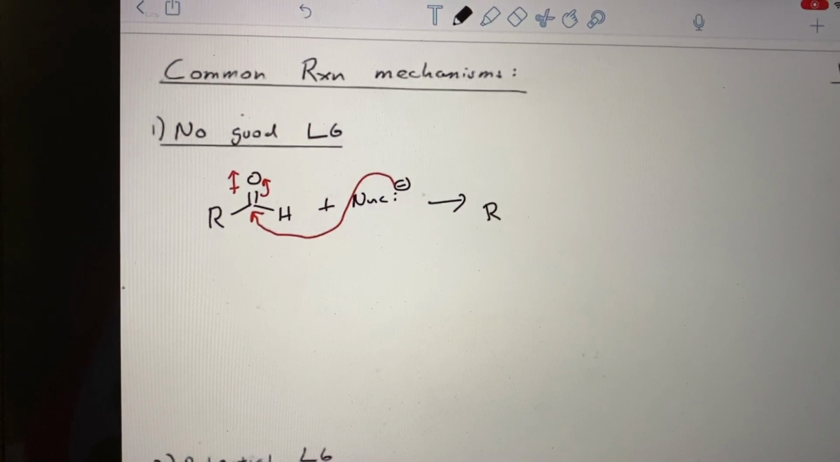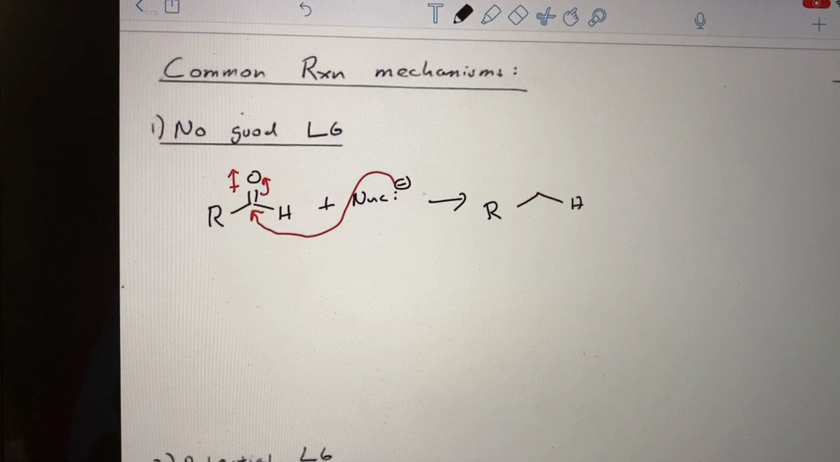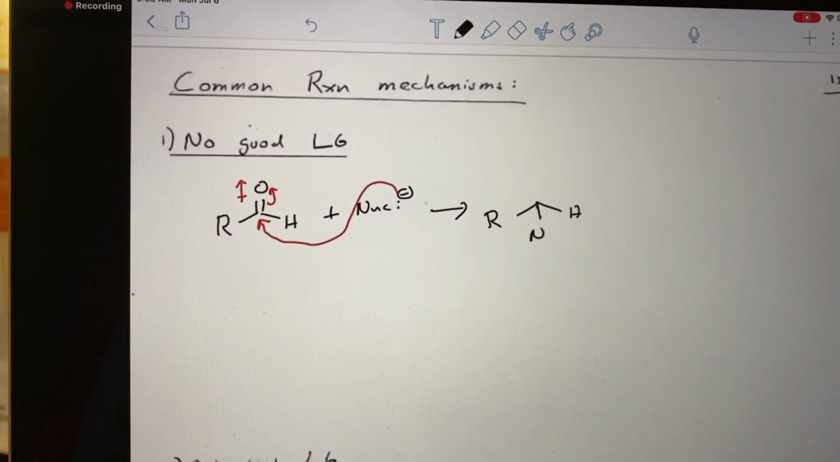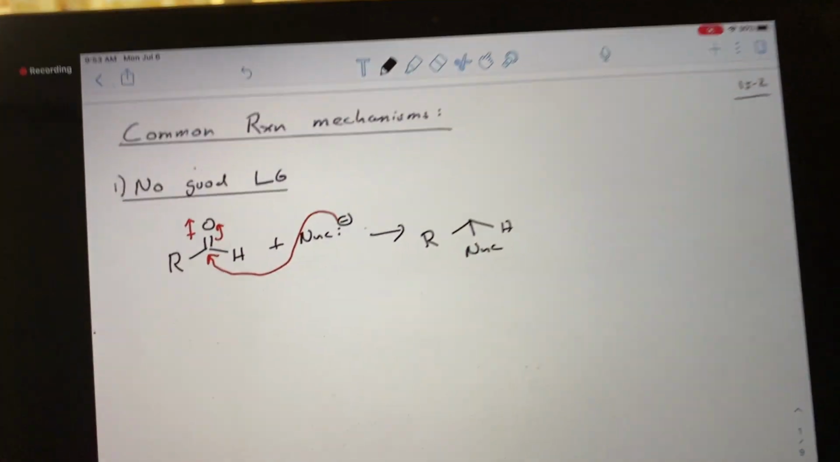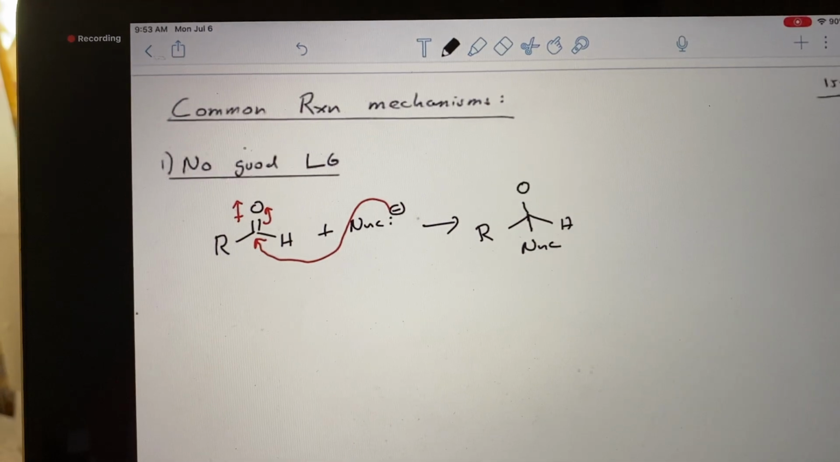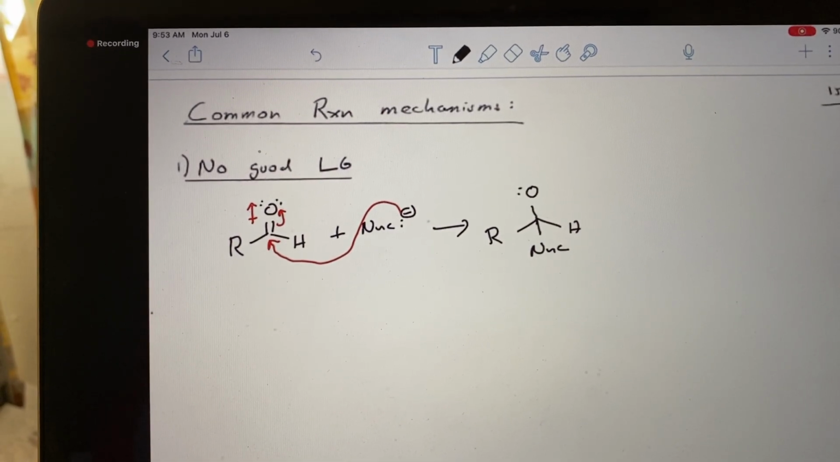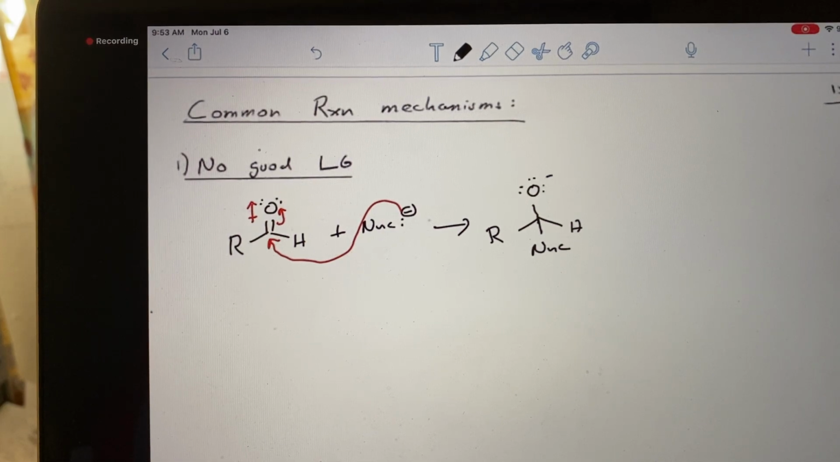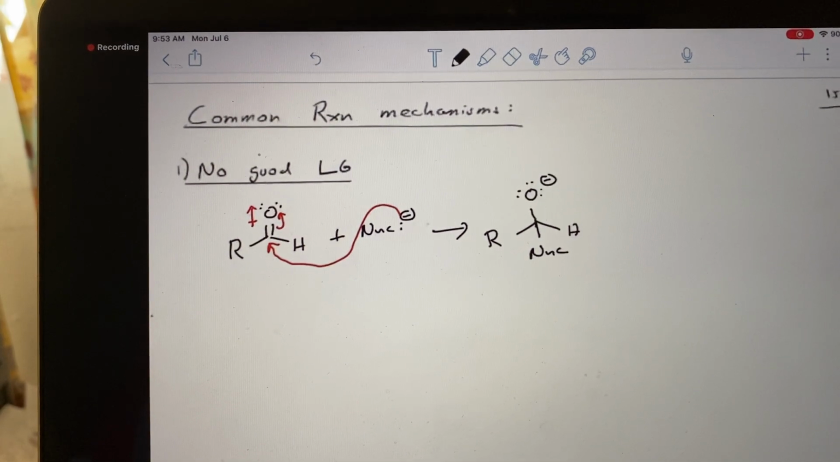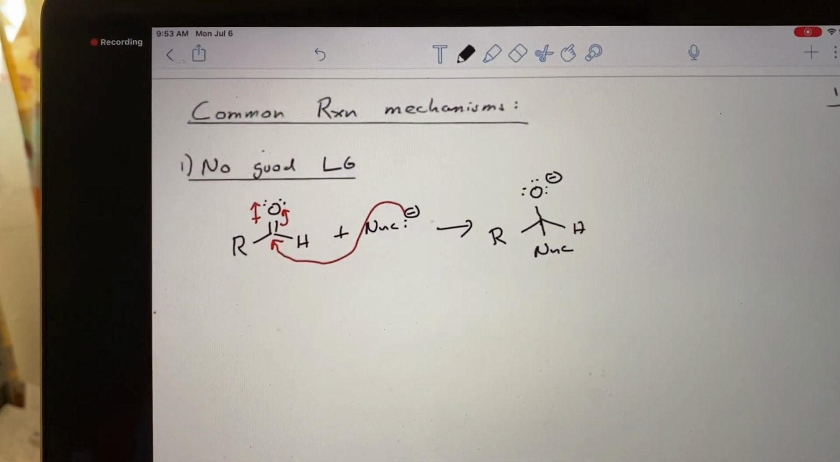So we'll have our R group, hydrogen. We formed a new bond with our nucleophile down here. We had an oxygen with a double bond, which now, let's put in the lone pairs, has 3 lone pairs. O minus, as some species.